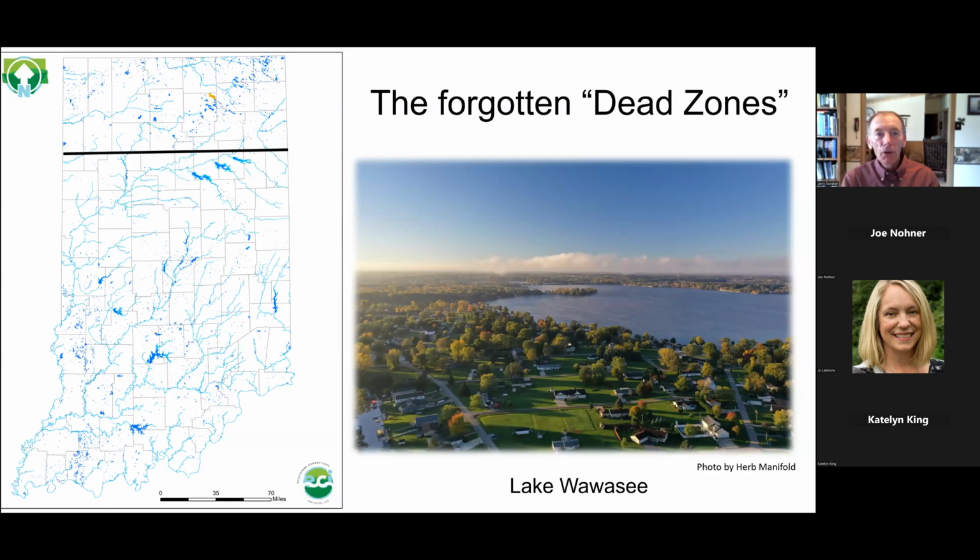So, I call these the forgotten dead zones. For those of you outside of Indiana, I put a black line that fairly closely represents the Northern Lakes region to the north, and the Tipton Till Plain and other physiographic regions to the south. I've highlighted, though it's kind of small, an orange lake in the middle top of this map, and that's Lake Wawasee.